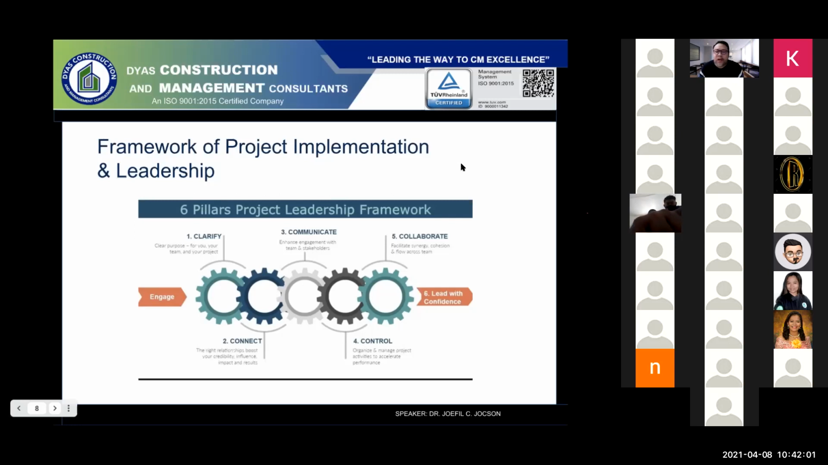Okay, so any question dun sa framework natin, leadership framework so far? Baka may mga gray areas kayo dyan sa isip ninyo.